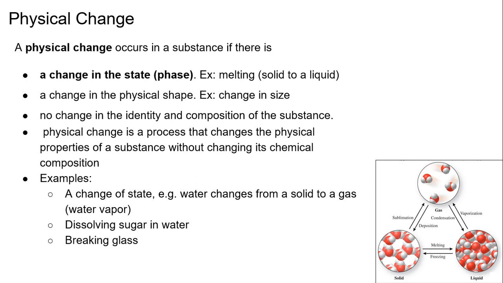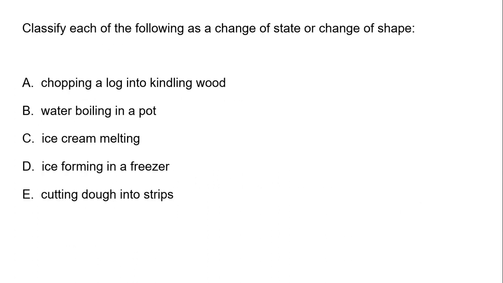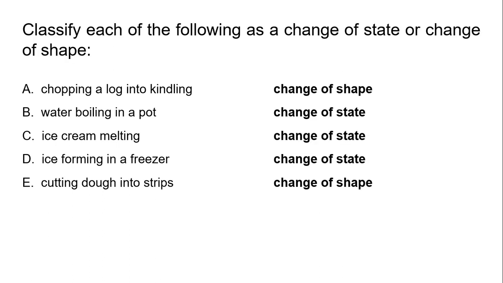So when you're asking yourself about physical change, consider what the change is and ask, can you put it back together? And if you can't, most likely it's not a physical change. So here, let's take a look at this. Classify each of the following as a change of state or change of shape. A, chopping a log into kindling wood. It's still wood, even if it's cut up. So, I did all these at once. So let's just look at them then.